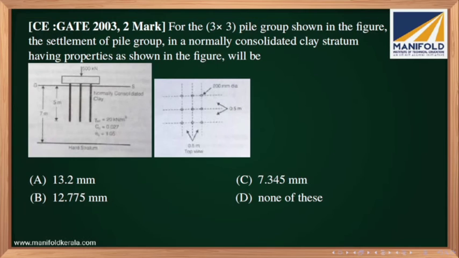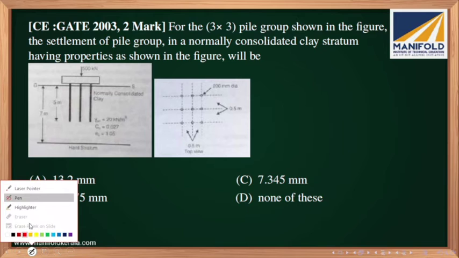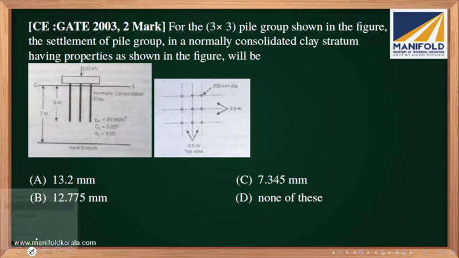The properties of the clay stratum were given. The saturated unit weight of the soil is 20 kilonewton per meter cube. The Cc value was given as 0.027 and e naught, the initial void ratio, was given as 1.05. So if they have given the Cc value, how do we calculate the settlement?